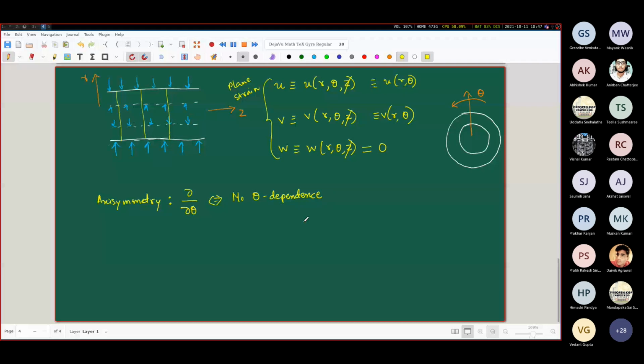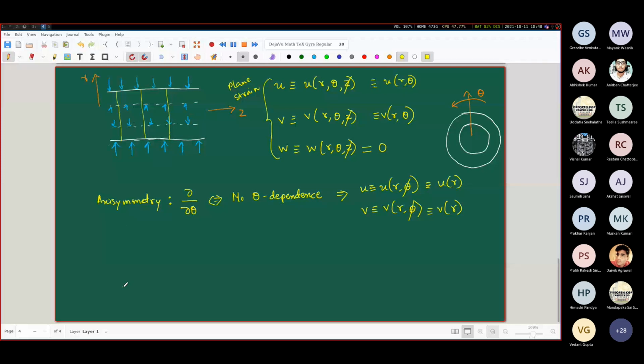The moment you realize that this is an axisymmetric situation, meaning that there is no theta dependence, what can you say about the two variables u and v? You can say that u does not depend on theta. V, it does not depend on theta. So basically you are saying that U is purely a function of R and V is purely a function of R. Remember that when I'm saying this axisymmetry, I mean only the geometrical axisymmetry. I have not yet talked about the symmetry of the loading. Now I'm going to talk about the symmetry of the loading.